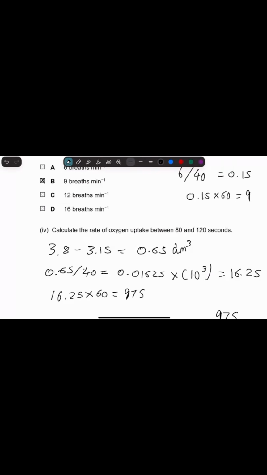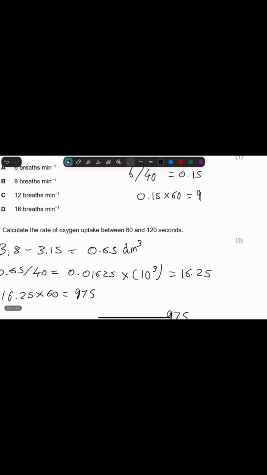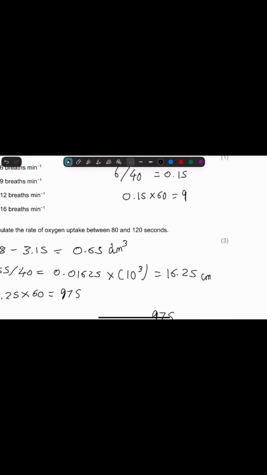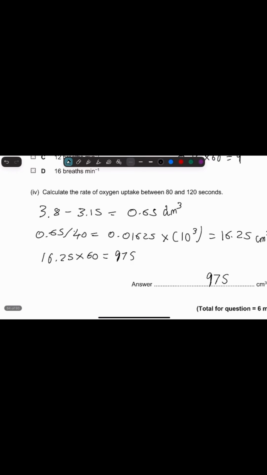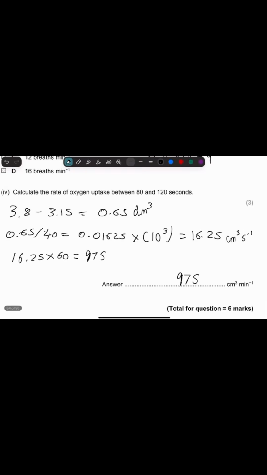Cool. Divided by the time, so we're losing 0.1625 decimeters cubed per second. Multiplied by 10 to the power of 3 because I want to change that to centimeters cubed. So we're losing 16.25 centimeters cubed per second. But I don't want it per second, I want it per minute, so I times by 60, I get 975. I really hope that explanation has made sense.